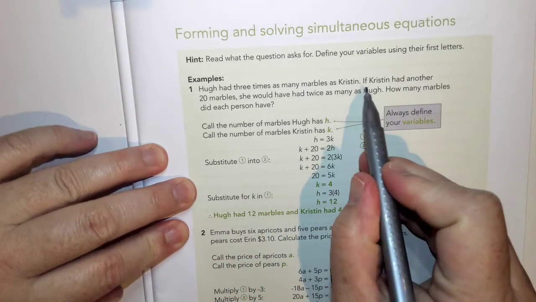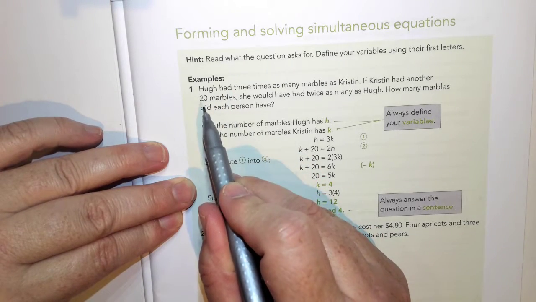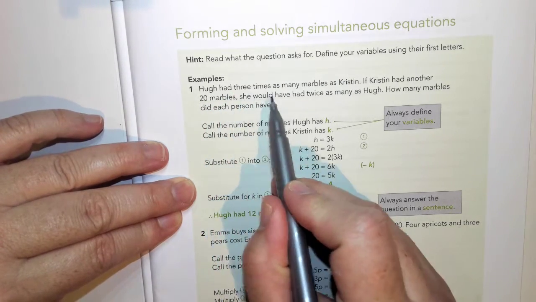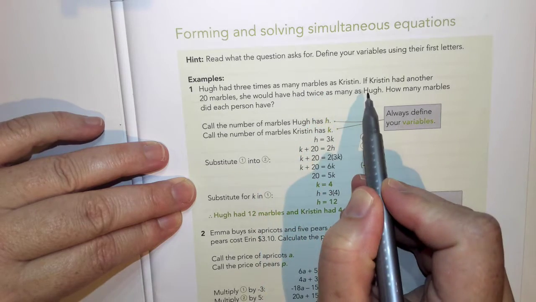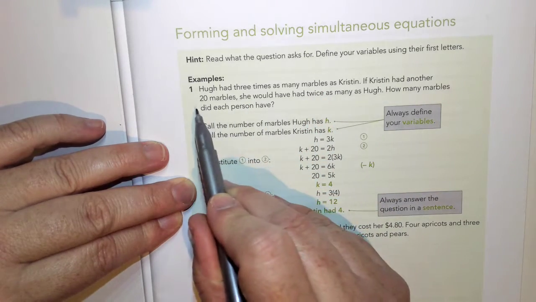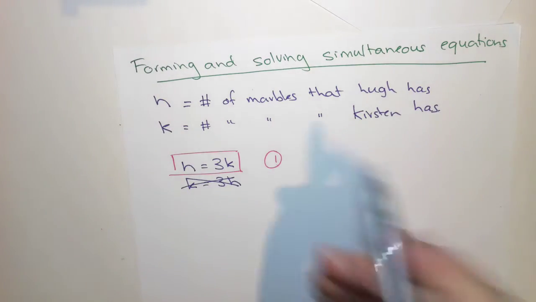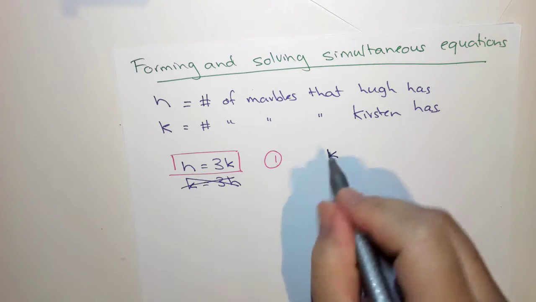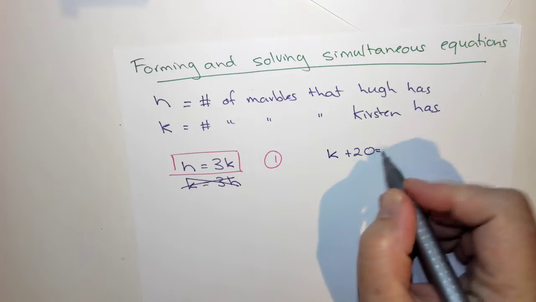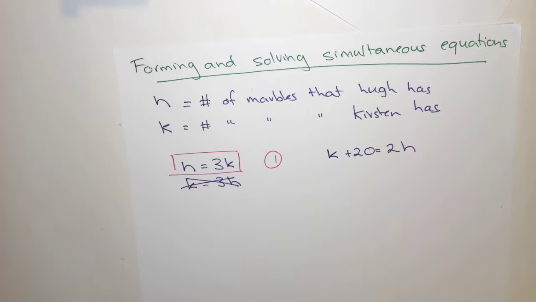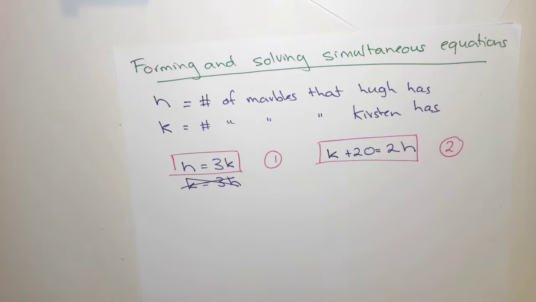So, second sentence. If Kirsten had another 20 marbles, so she had 20 more, so if she had this many plus 20, she would have had twice as many as Hugh. So again, twice as many as Hugh, and if she had had another 20 marbles. So in this case the number of marbles that Kirsten has plus another 20 would be, this total would have been twice as many as Hugh had. And so this is equation number 2.